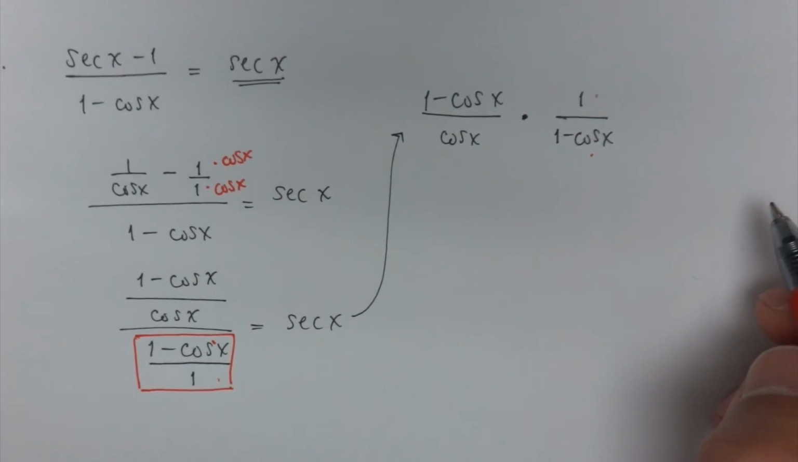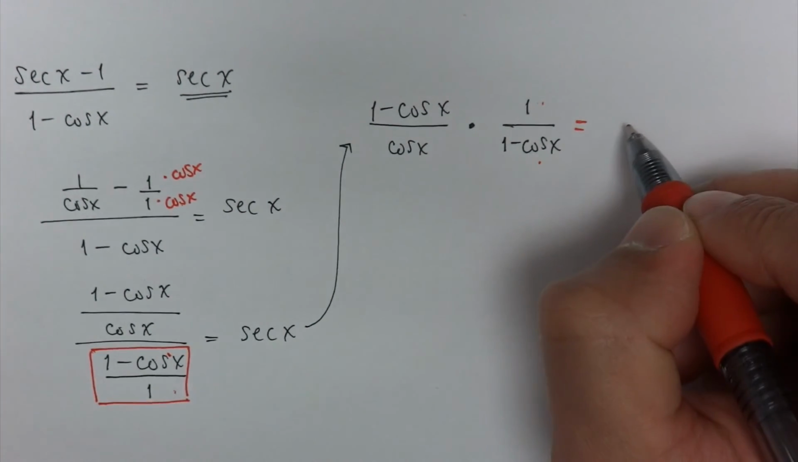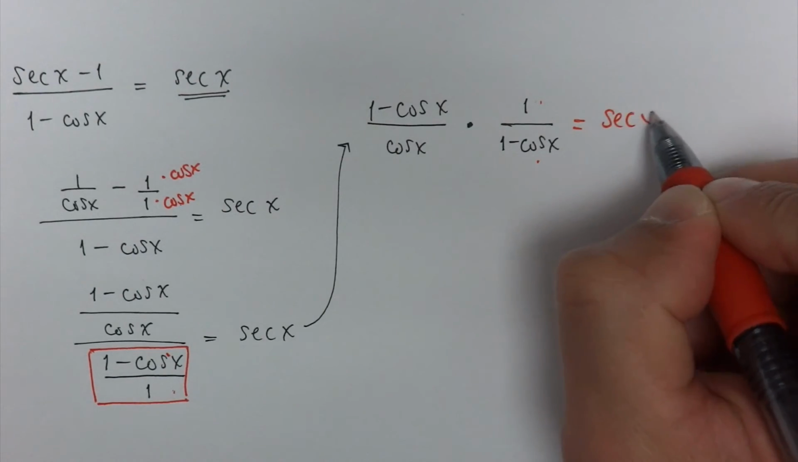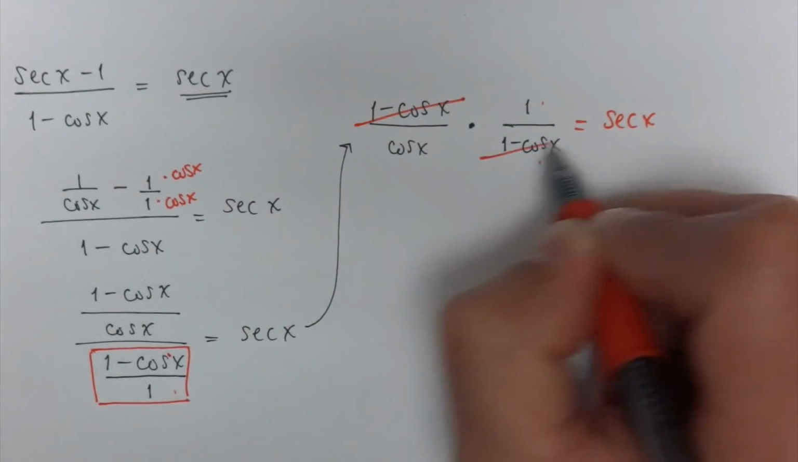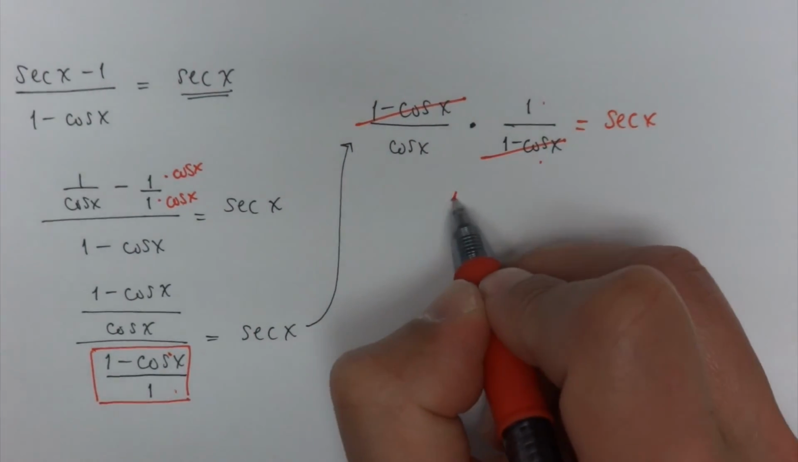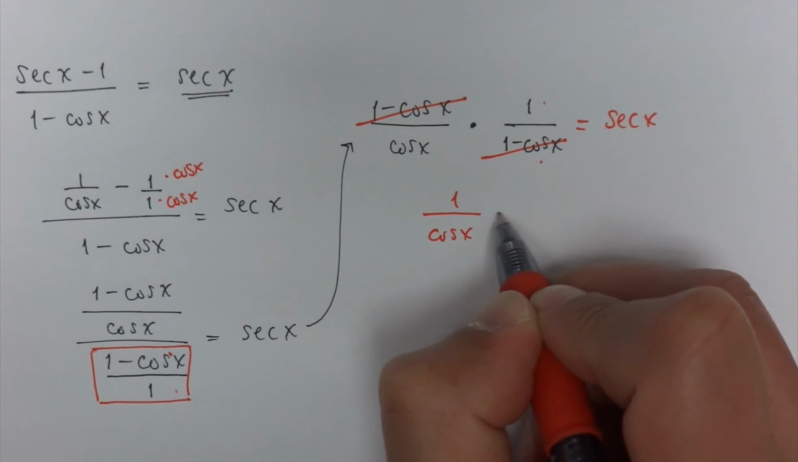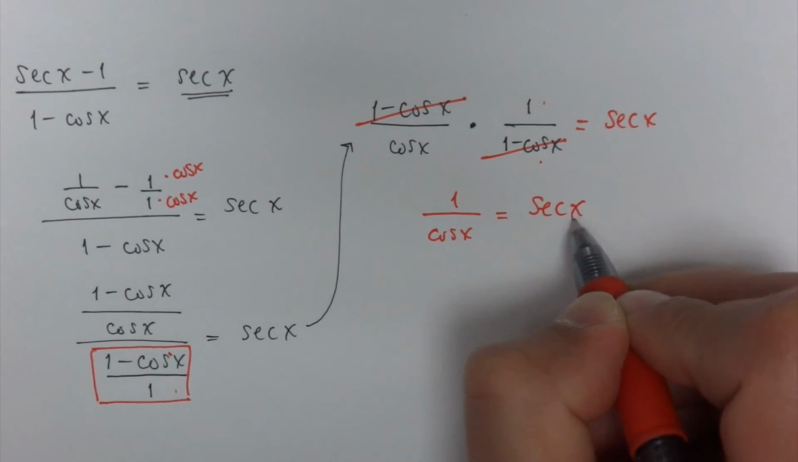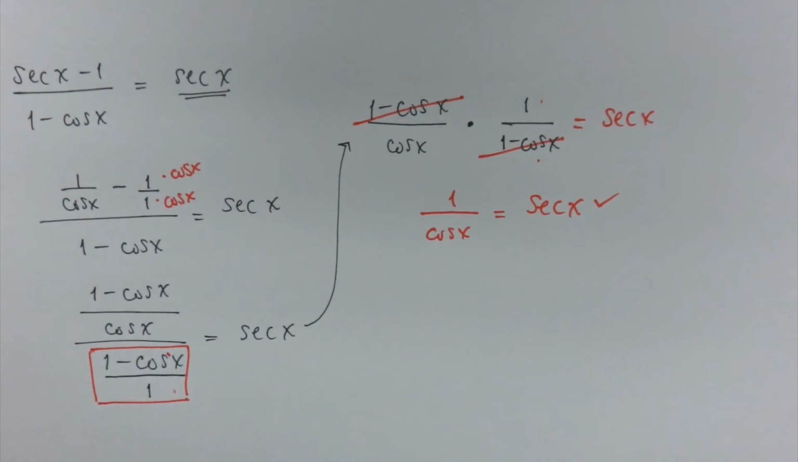If you notice, let me go ahead and set it equal to secant x. These guys can now simplify. You're left with 1 over cosine x. And guess what? That is secant x. Boom. So it works out.